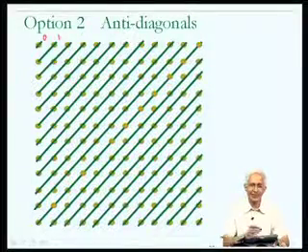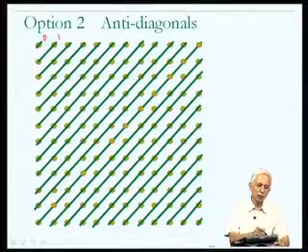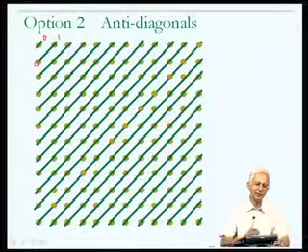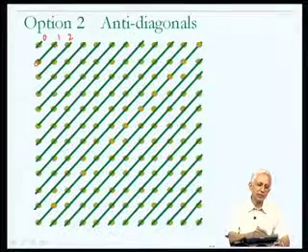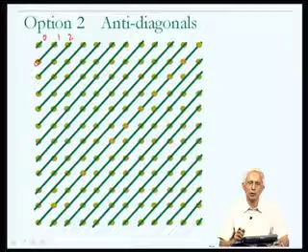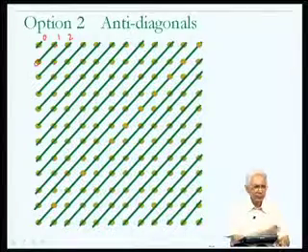What do I mean by that? I mean that process P1 will do the computation for both this array element and for this array element. Process P2 will do the computation for all these three array elements, and so on. Now, what is the reason behind doing this?